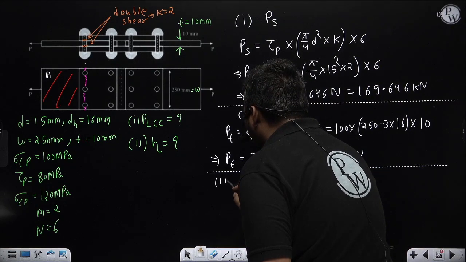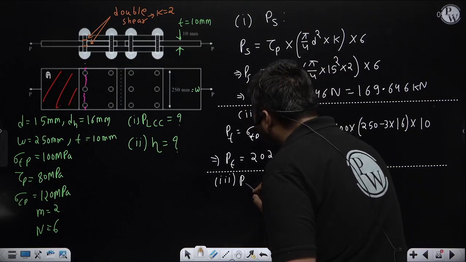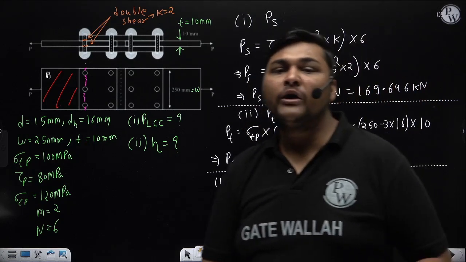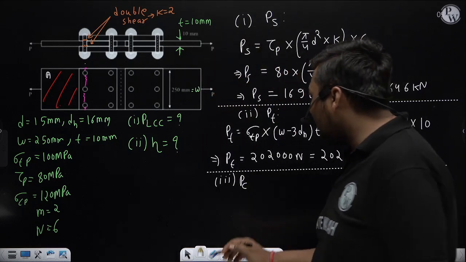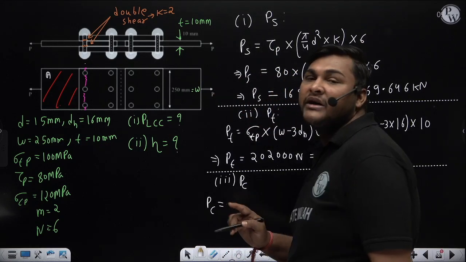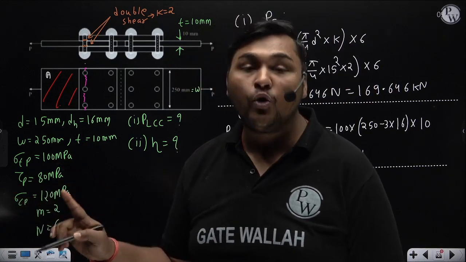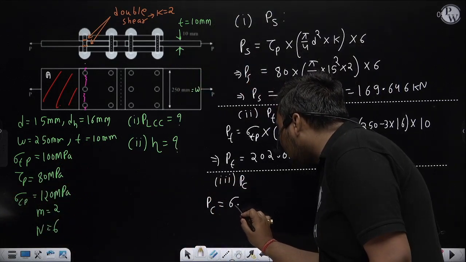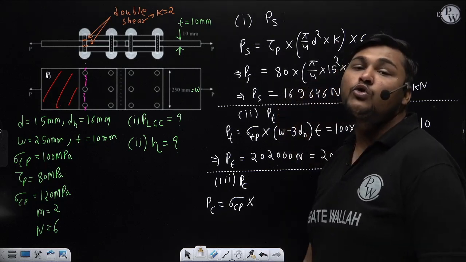Now, third, we are calculating the crushing load carrying capacity. We have already calculated the shearing load carrying capacity. Now we are calculating the load carrying capacity to avoid crushing failure. Whenever we calculate this, first we equate the actual crushing stress, sigma c, with sigma cp, the permissible crushing stress, into the total crushing area.